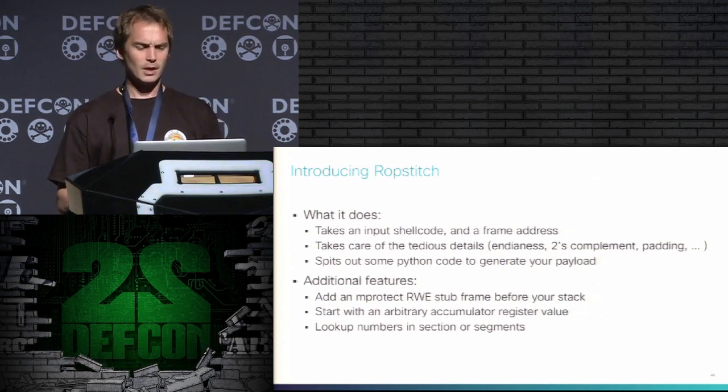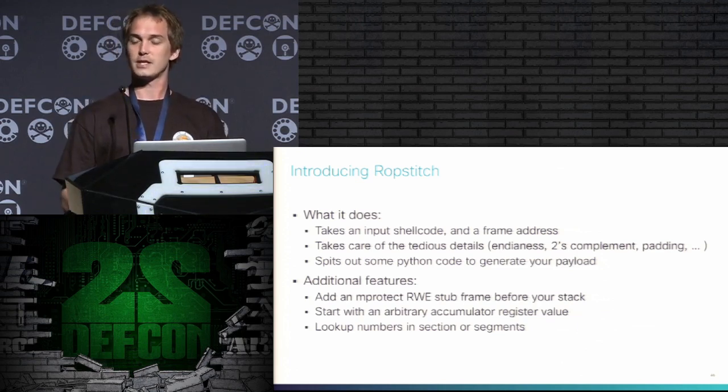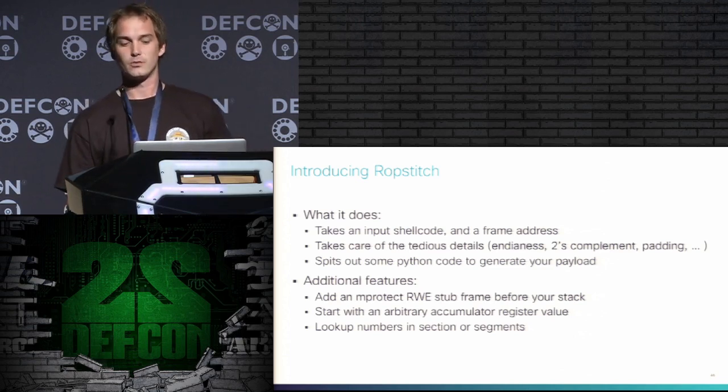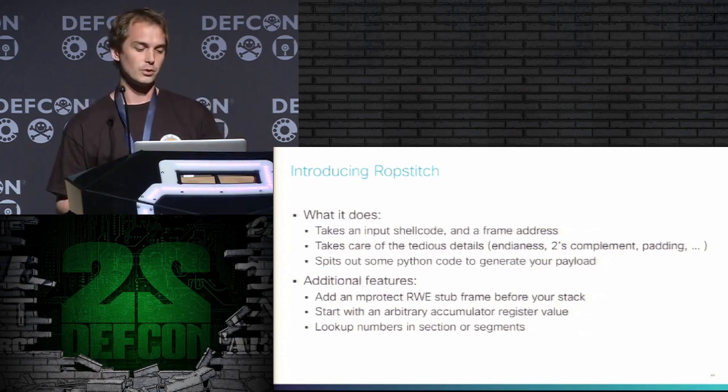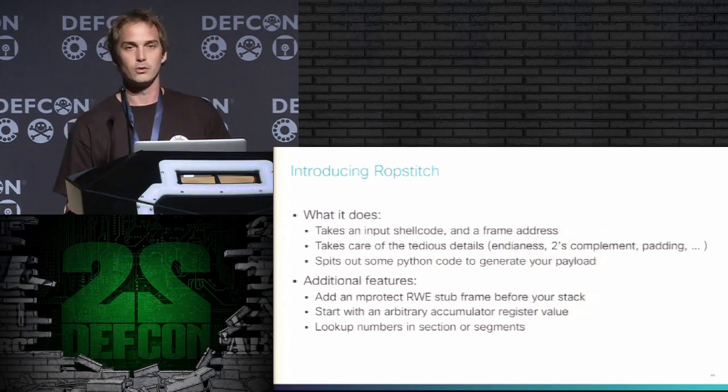Now what it does also is that, for the time being, we've copied our payload to a fake stack we've got, but that stack is read-write for the time being, right? So the tool will add a small mprotect read-write stub frame before your payload. It allows you to change the memory permissions at runtime so that your shellcode can run. It's got a bunch of additional functions, like it can start with an arbitrary EBX value, and it can look up numbers in sections or segments depending on what you want to do, and all that kind of stuff.